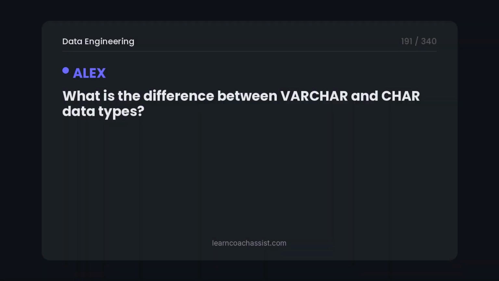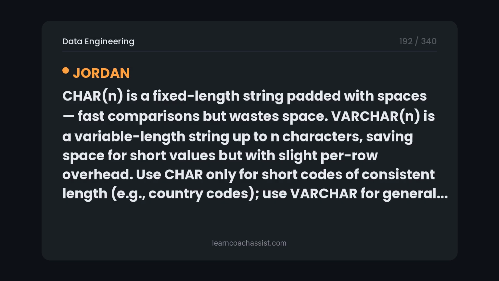What is the difference between varchar and char data types? Char(n) is a fixed-length string padded with spaces, fast comparisons but wastes space. Varchar(n) is a variable-length string up to n characters, saving space for short values but with slight per-row overhead. Use char only for short codes of consistent length, e.g., country codes. Use varchar for general text.